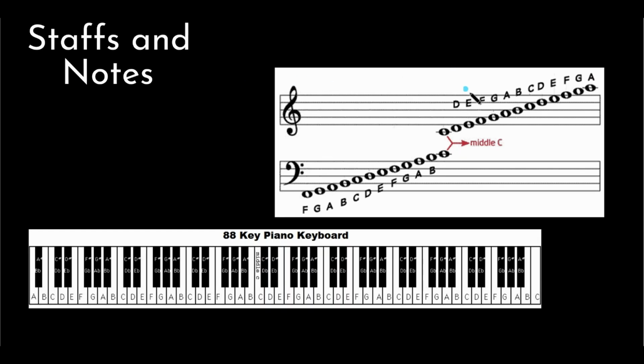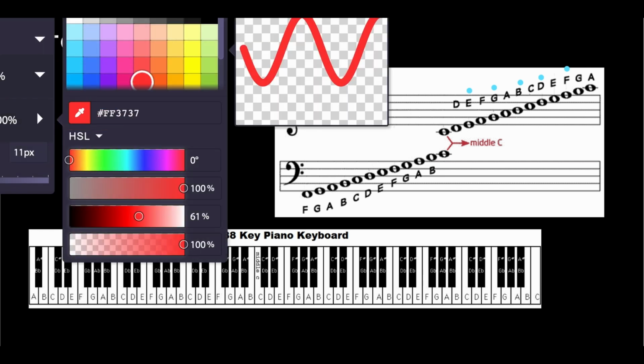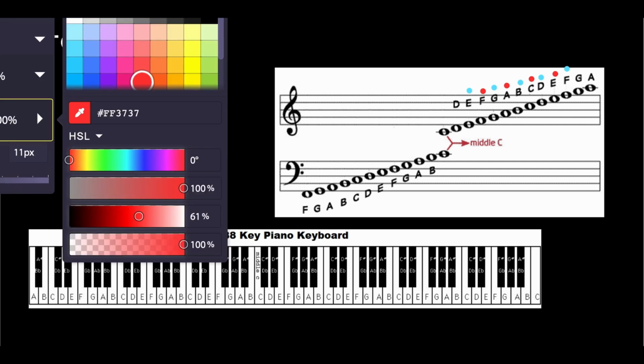Now, to remember these notes on the staff, let's first look at treble clef. For the lines, it's every good boy deserves fudge. And for the spaces, it would just be F, A, C, E, face.